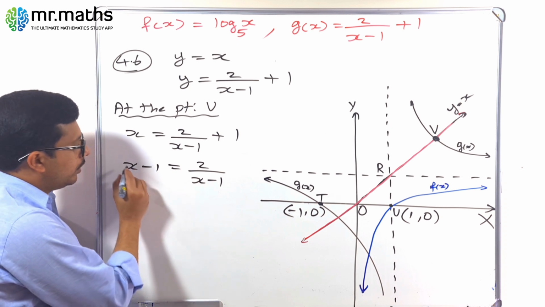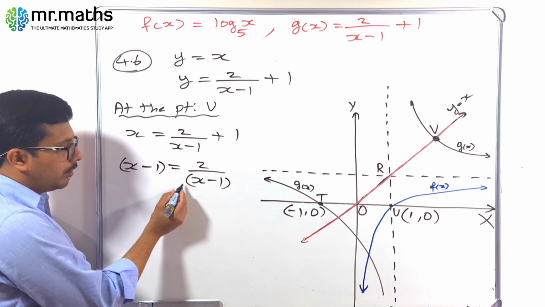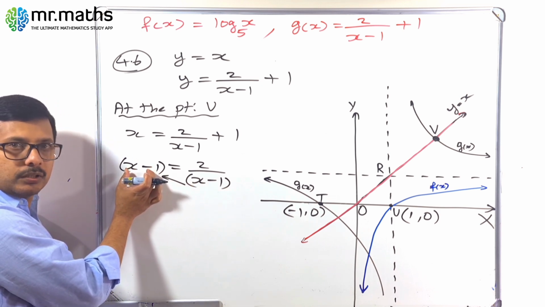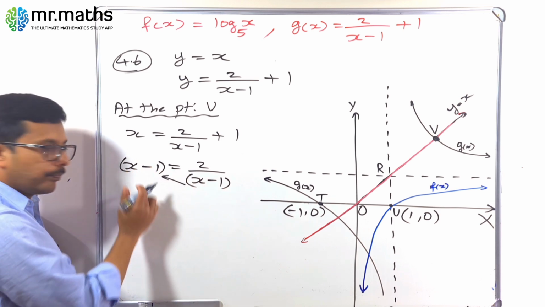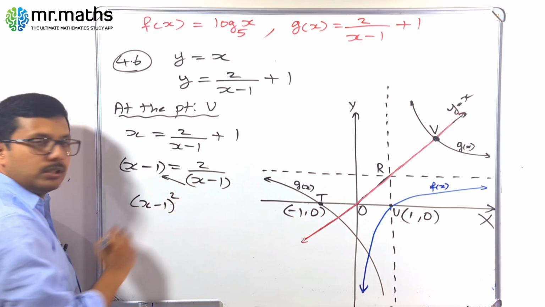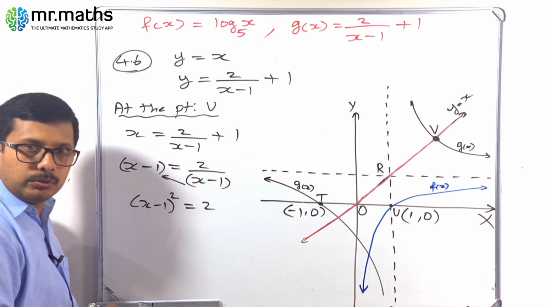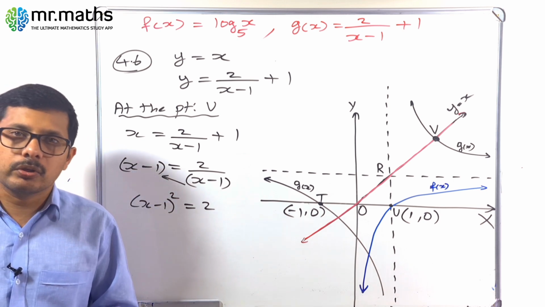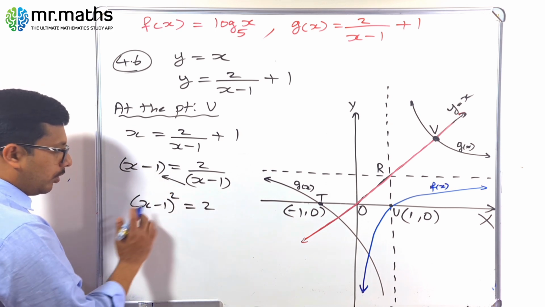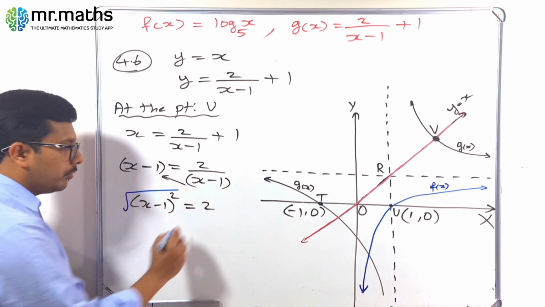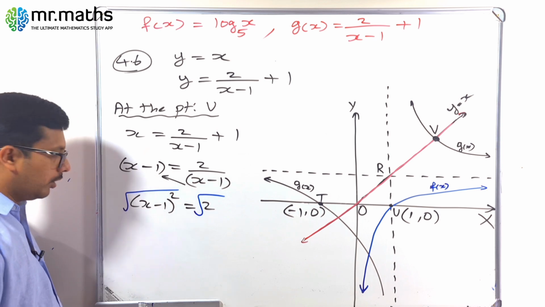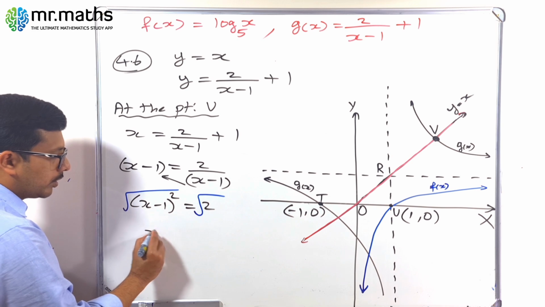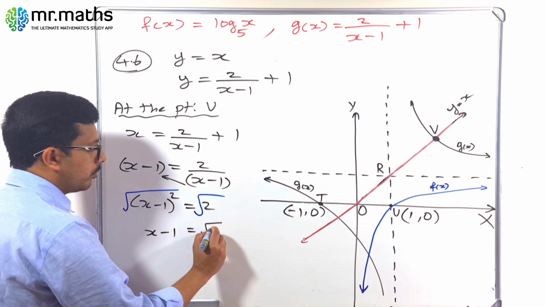Here, this x minus 1 and this x minus 1, you can cross multiply. So x minus 1 times x minus 1. What is x minus 1 times x minus 1? That is x minus 1 the whole square, is equal to 2. Now from here, how can you find x minus 1? You have to take the square root on both sides. The square root of x minus 1 squared, you remove the square, so x minus 1 is equal to the square root of 2.